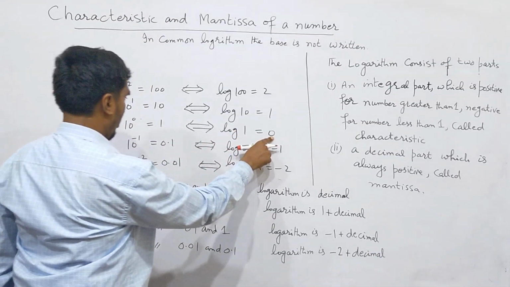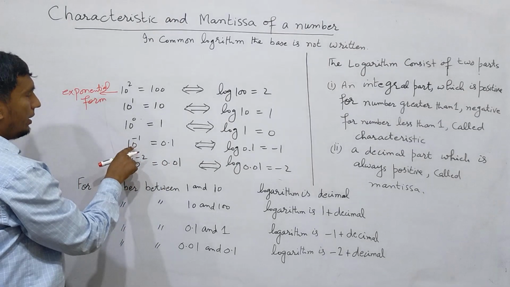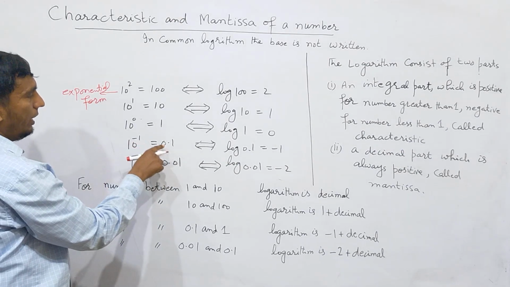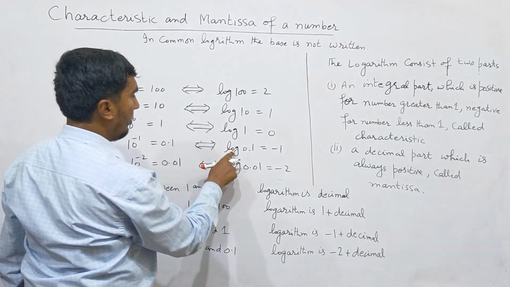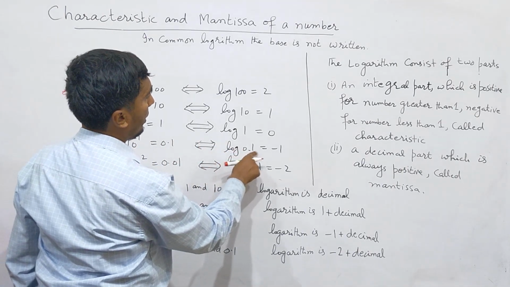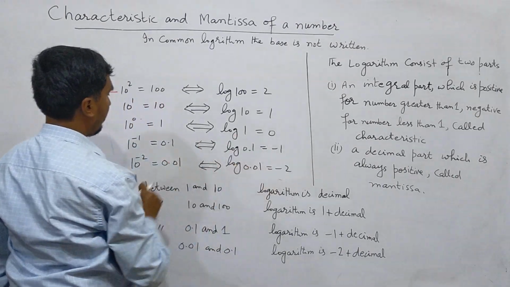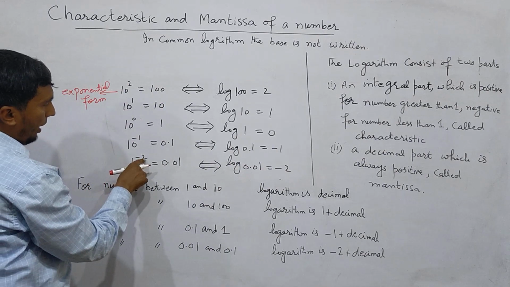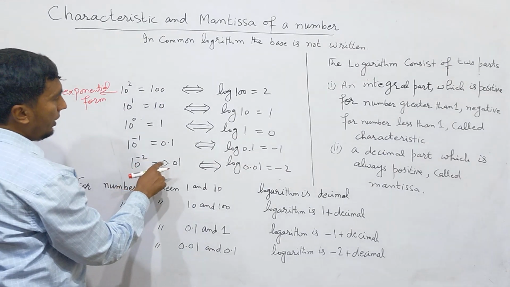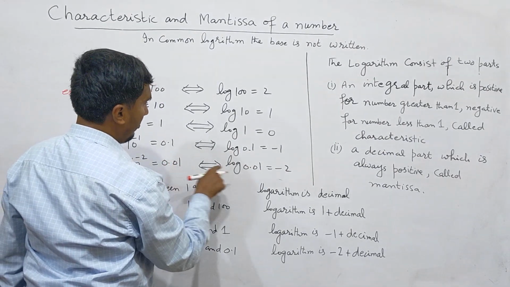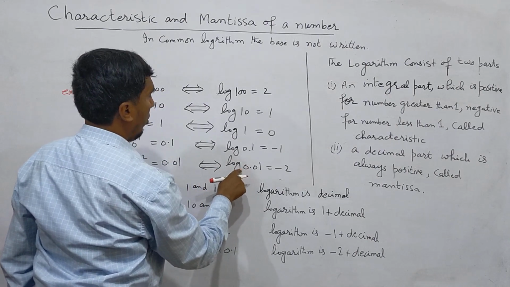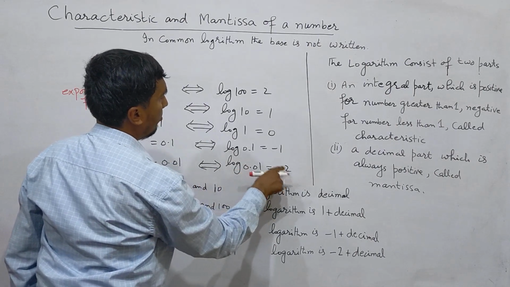10 raised to the power 0 is equal to 1 can be written as log 1 is equal to 0. Similarly, 10 raised to the power minus 1 is equal to 0.1 can be written as log 0.1 is equal to minus 1. 10 raised to the power minus 2 is equal to 0.01 can be written as log 0.01 is equal to minus 2.